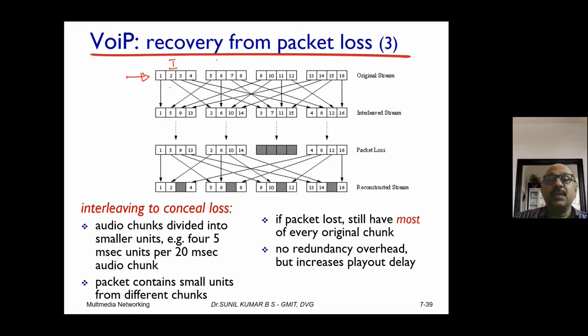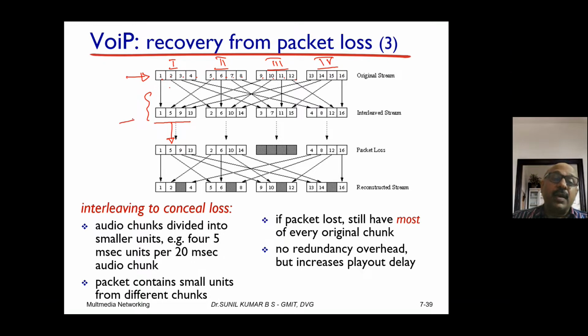This is actually the first one, second one, third one, and fourth one. Each of these chunks is broken down into smaller units: 1, 2, 3, 4. The second one is broken down into 5, 6, 7, 8. The third one is broken down into 9, 10, 11, 12. And the fourth one is broken down into 13, 14, 15, 16. So it means that whenever you make these smaller segments, when you forward this to the next level, what we do here, you can see this.